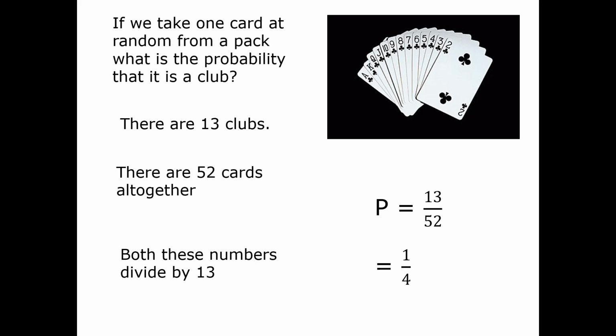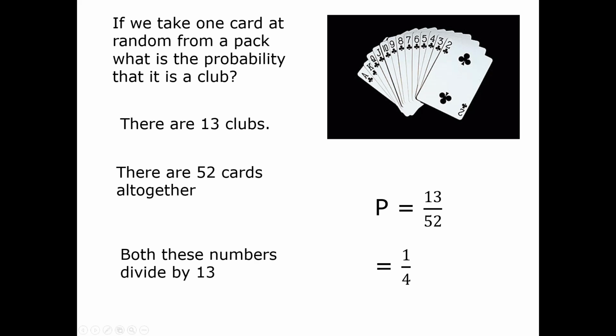If we take one card at random from the pack, what is the probability that it's a club? Again, pause the video and have a think. There are 13 clubs, and there are 52 cards all together. So the probability of your card being a club is 13 out of 52.